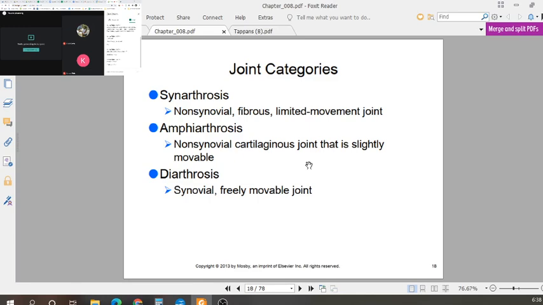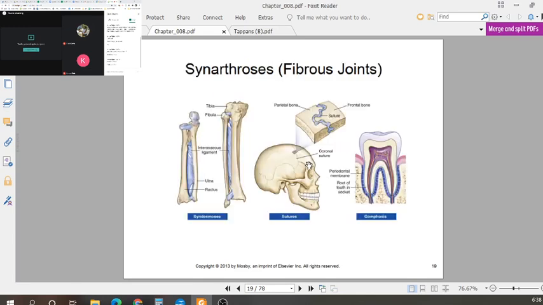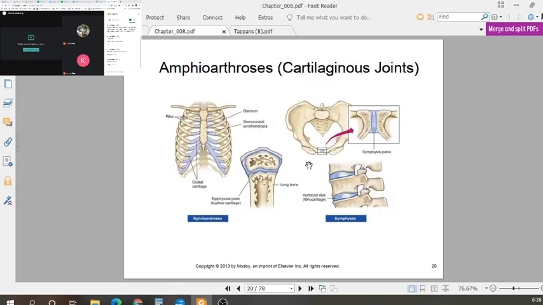Diarthrosis, these are synovial joints. Again, freely mobile. So they're going to have a lining of synovial membrane to release that fluid. And that's going to be all the other very mobile joints. Fingers, arms, legs, neck. Okay, so hyaline cartilage is going to cover those joint surfaces. And you've got the different pictures showing you each type of joint.